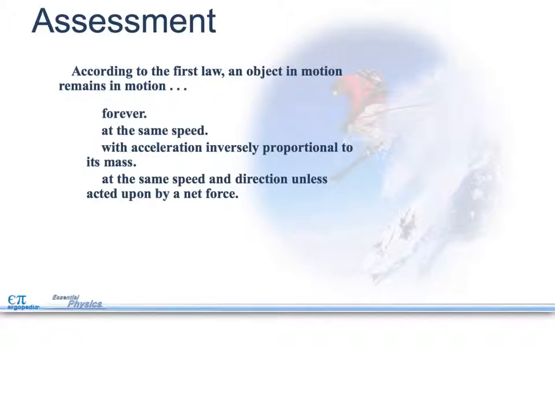According to the first law, an object in motion remains in motion forever at the same speed, with acceleration inversely proportional to its mass, or at the same speed and direction unless acted upon by a net force. The answer is: at the same speed and direction unless acted upon by a net force. You see a little pattern here with net force.